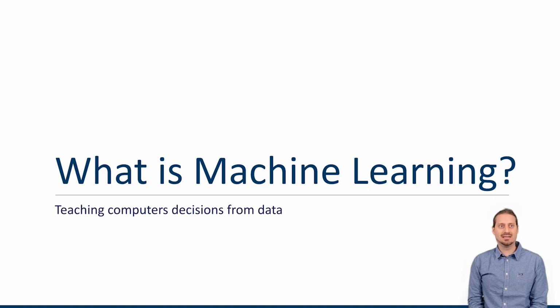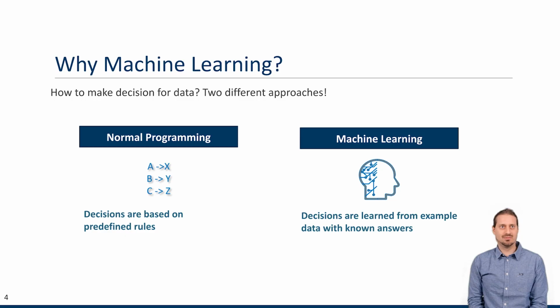The idea behind machine learning is to teach computers how to make decisions for new data. To motivate this a bit, what we want to do is to automatically solve tasks with a computer or with an algorithm. We can also cast this as the problem of making decisions for new data. So we have some data we want to analyze automatically, and we want to make decisions for this data with an algorithm, with a program.